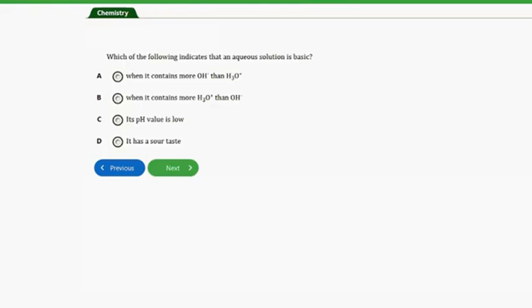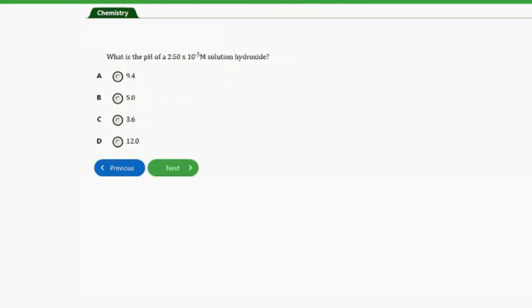The answer to this question is option A. When a substance contains more hydroxyl ions than hydroxonium ions, we describe such a substance as basic. So the correct answer to this question, like I said, is option A. So let's quickly check out the next question, and that's question number 3.